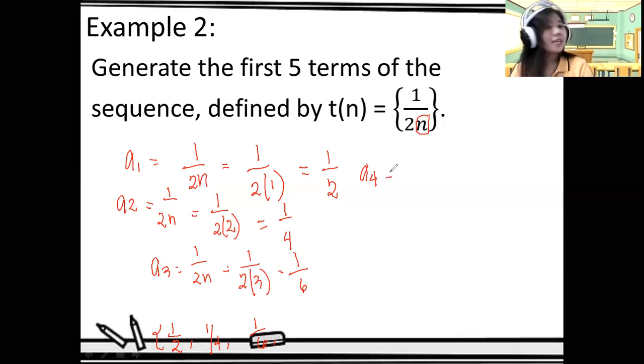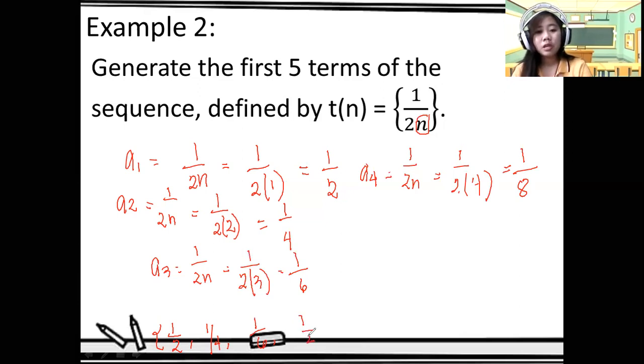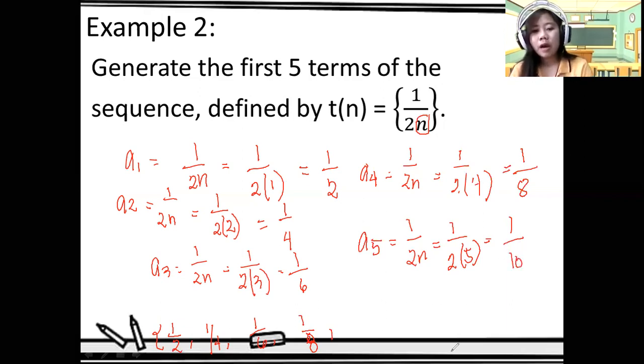Okay, next, a sub 4. A sub 4 is equal to 1 over 2n, is equal to 1 over 2 times, what do you think, class? 4, very good, is equal to 1 over 8. So our fourth term is 1/8. Now, let's find the last term. A sub 5 is equal to 1 over 2 times 5, which is 1 over 10. So the value of the first 5 terms are 1/2, 1/4, 1/6, 1/8, and 1/10.